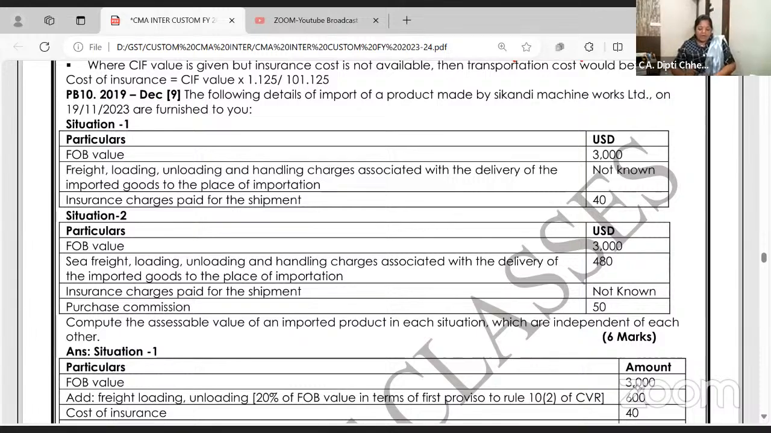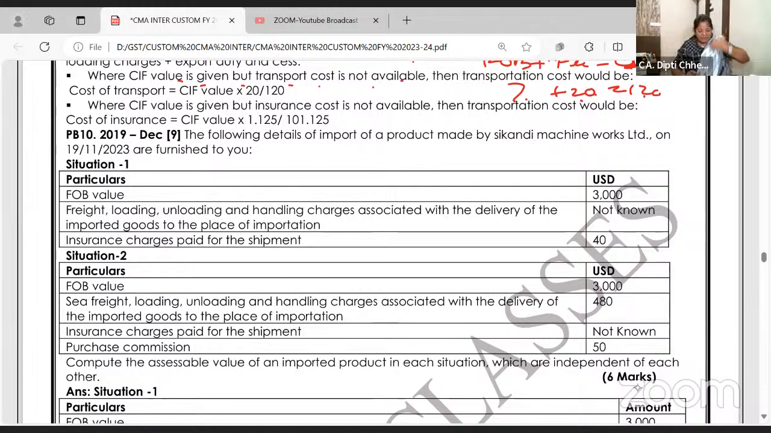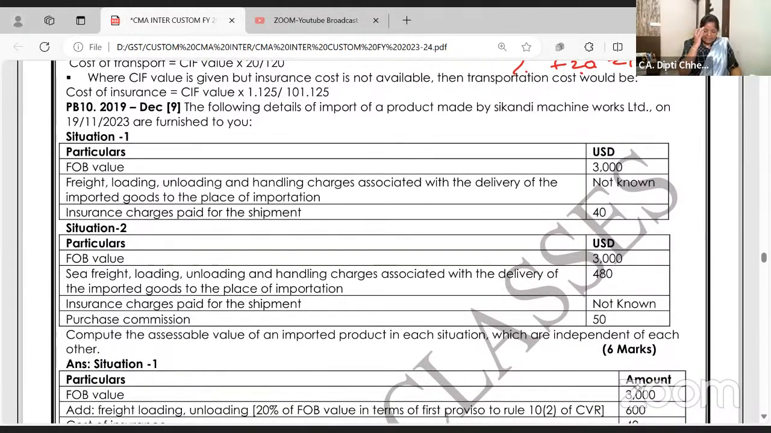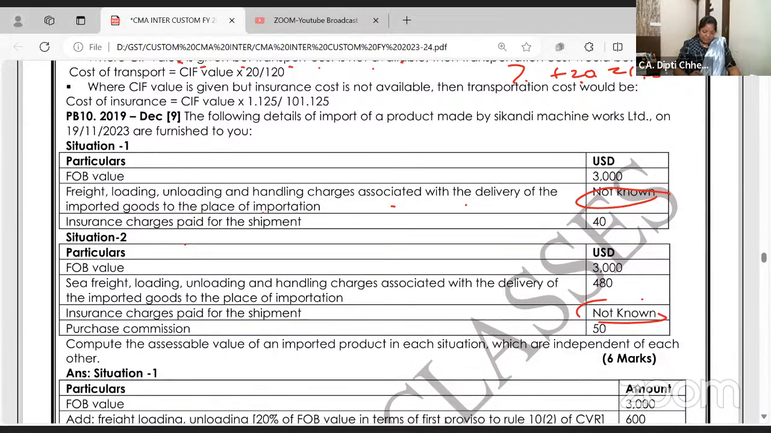Following details of the import of the product are given on 19/11/23. FOB. Freight and all is not given, and insurance is given. This is situation 1. Situation 2. Freight is given, insurance is not given. And these goods have come by air. Compute the assessable value of the imported product in each situation.